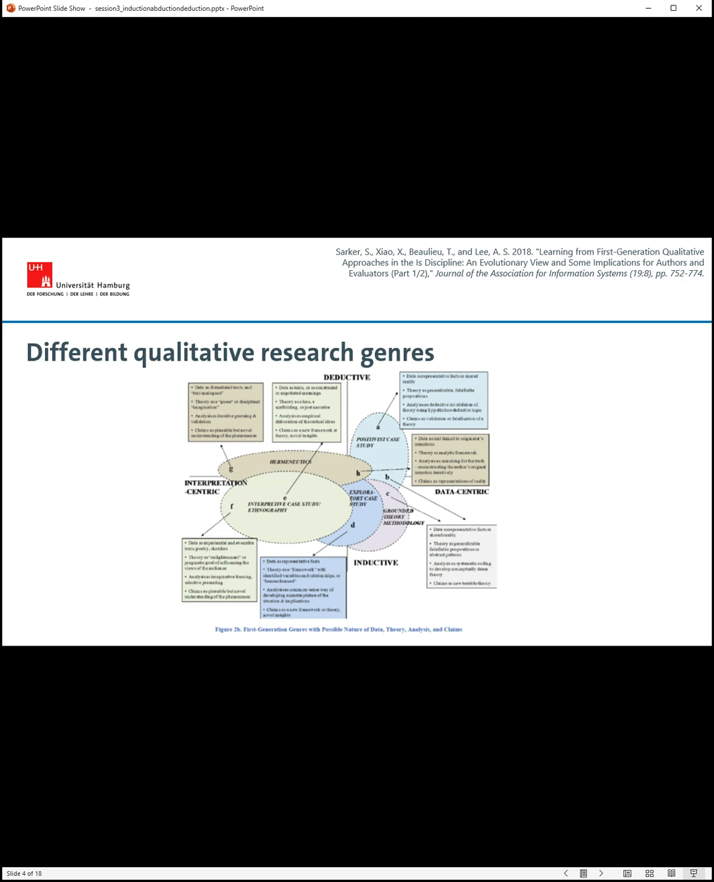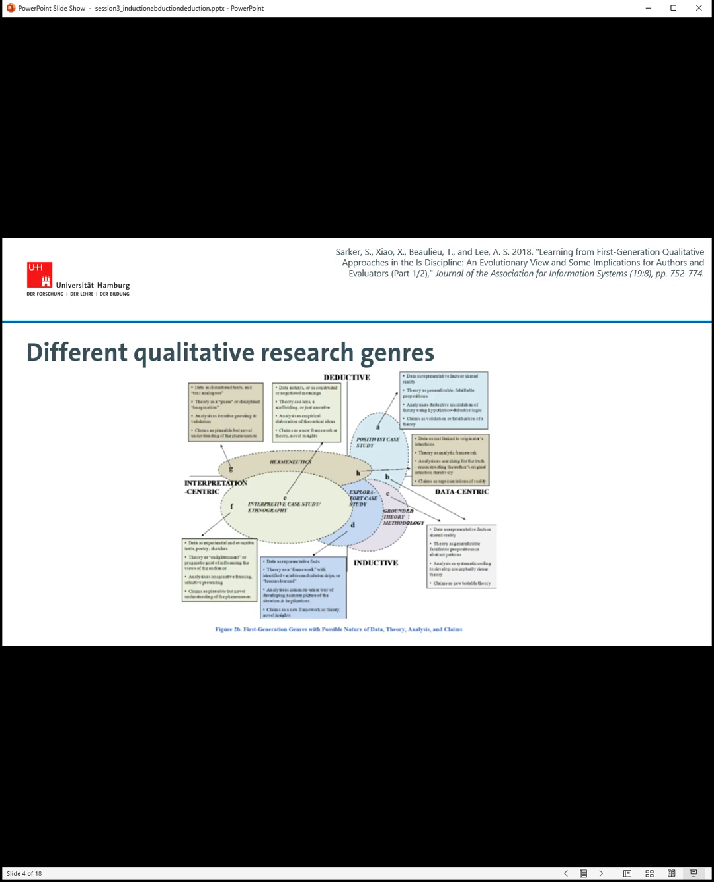First, we realize there are different qualitative research genres that we have explained earlier. You could think of them as different approaches that you can position on a Cartesian map with two axes, from deductive strategies to inductive strategies. That's the y-axis in this figure, and from interpretation-centric to data-centric, that's the x-axis in this figure.